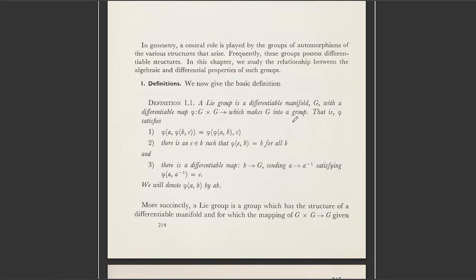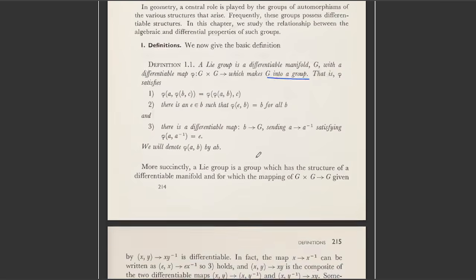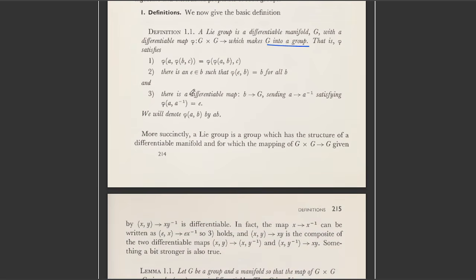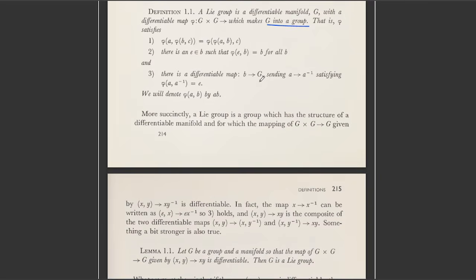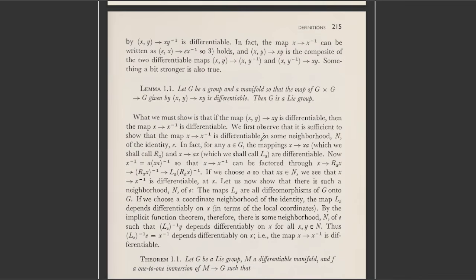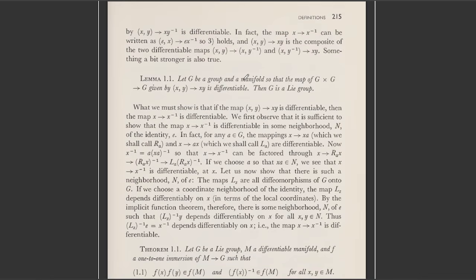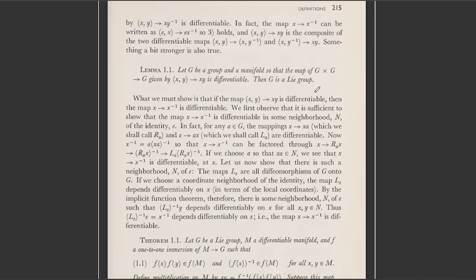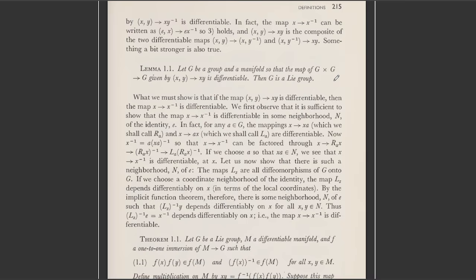The Lie group itself is a differential manifold, so it is a manifold, but it is also a group, right? And then we define what a group is. There's an inverse element, and then there's a group action. So all of the basic stuff. If G is a group and a manifold, such that the map of G cross G onto G is differentiable, then G is a Lie group. So that's what a Lie group is.